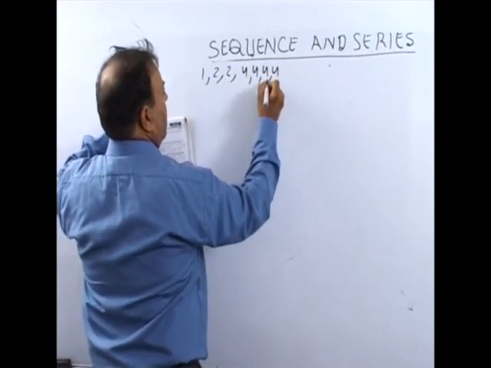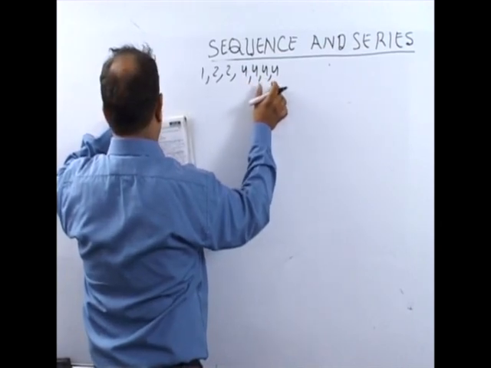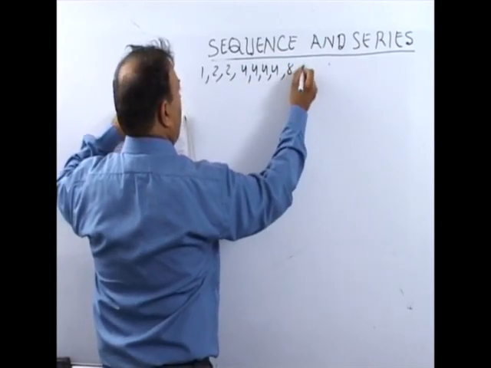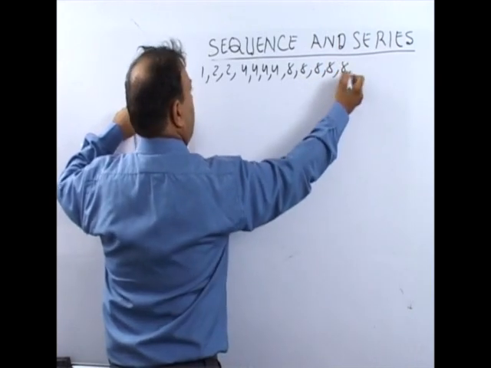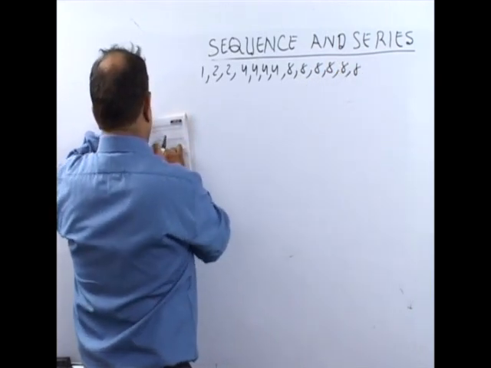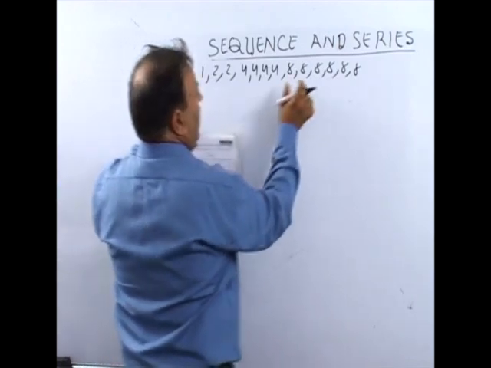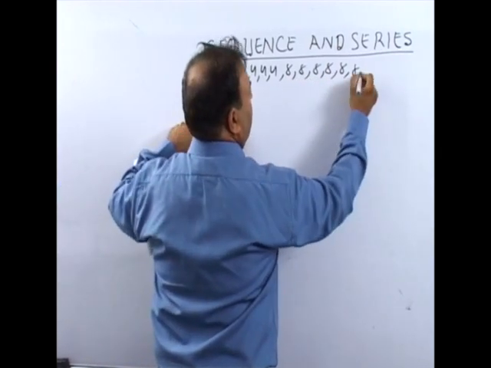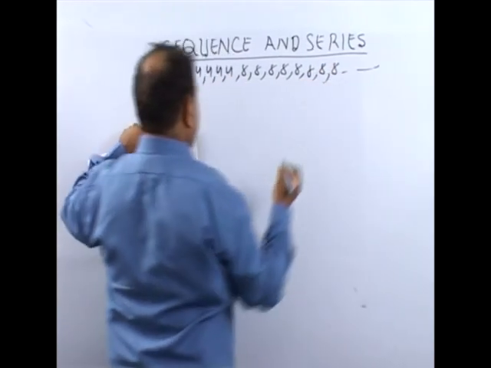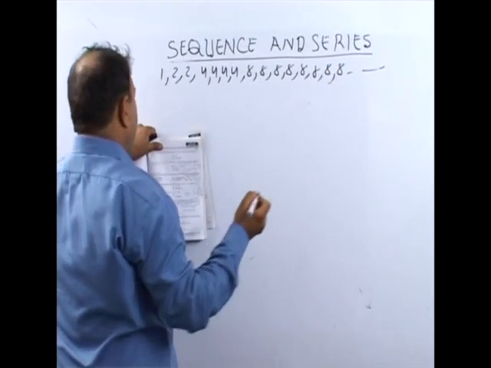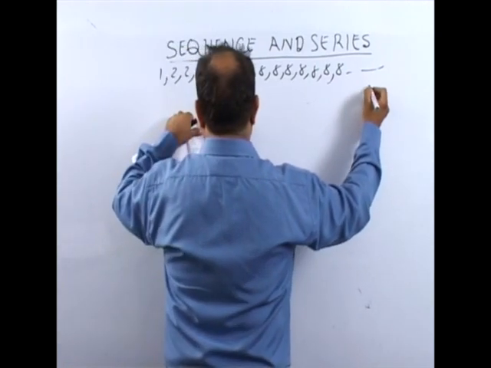Then 4 has been written 4 times, then 8 has been written 8 times. This is the sequence that has been given.